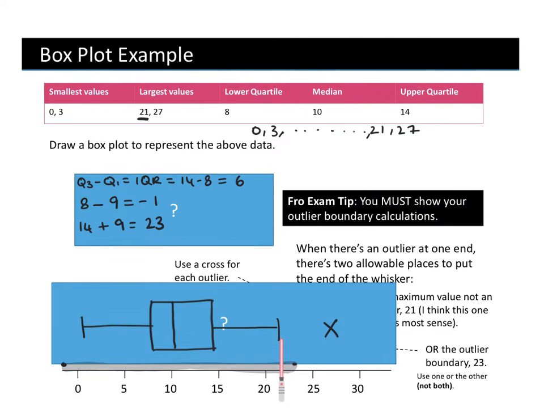Or what we can do is use the outlier boundary, which is 23. So you would still get points if you drew this box plot and used 23, which would be here. Personally, I would use 21. Why? Because there is no data value which is 23. The largest actual next data is 21, okay? So I would rub this out and I would use 21.